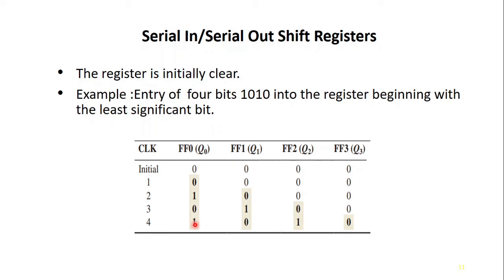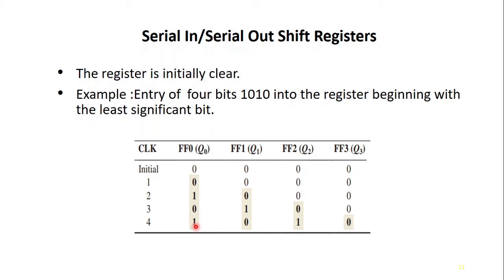The 0 stored in FF0 is shifted to FF1, the 1 stored in FF1 is shifted to FF2, and the 0 stored in FF2 is shifted to FF3. This completes the serial entry of 4 bits into the shift register, where they can be stored for any length of time as long as the flip-flops have power. After the fourth clock pulse, the contents of the register are 0101. This is the most significant bit and this is the least significant bit.